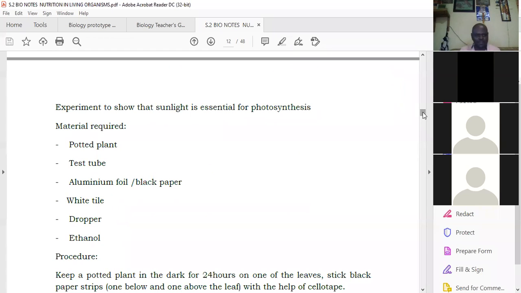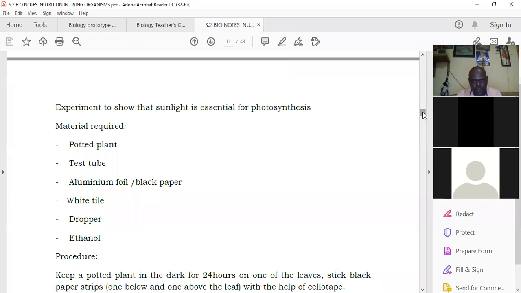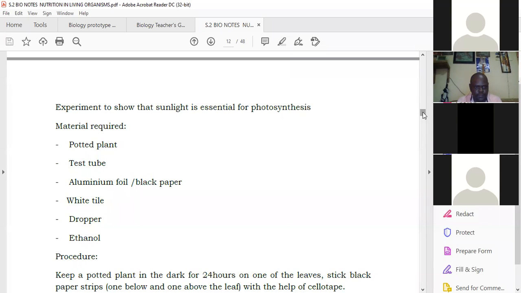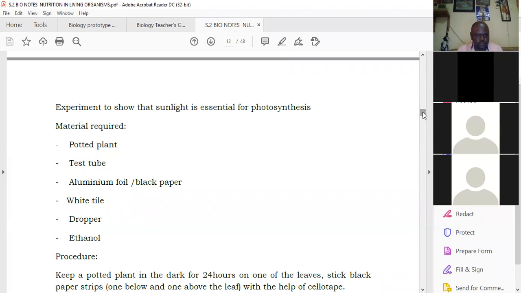Can someone read for me the title of the second experiment you are looking at for the day? Yes, Hannah, please. Experiment to show that sunlight is essential for photosynthesis. Very nice. Can you go through the materials required? Potted plants. Aluminium foil. Let's have one person read. Okay, Sekide, go on with the materials.